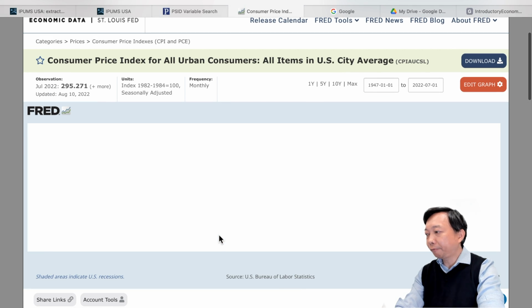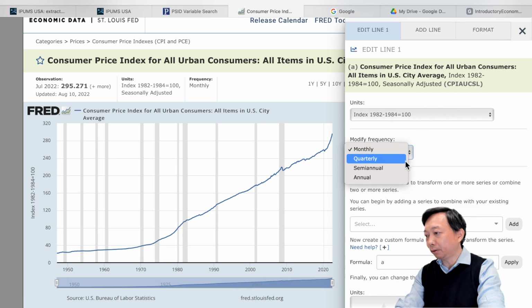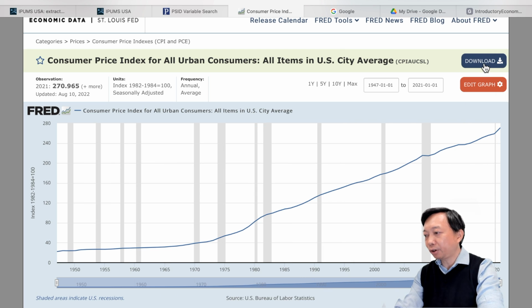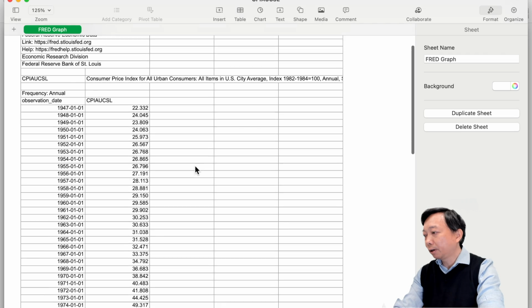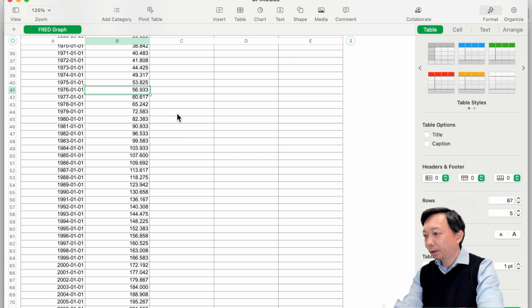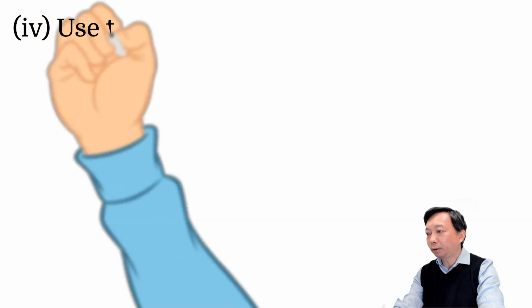Click on it and I found the graph of the Consumer Price Index for all urban consumers. I could edit the graph and change the frequency to annual. Then I could download the Excel file of CPI data. Open the Excel file, and I found the CPI for 1976 is 56.9. The CPI for 2013 is 233.